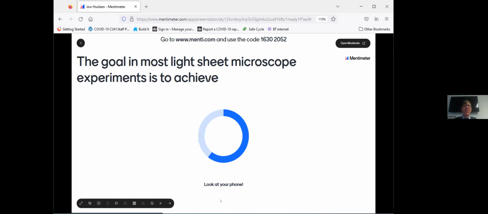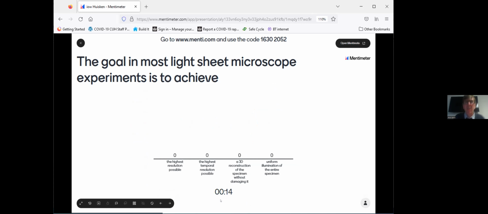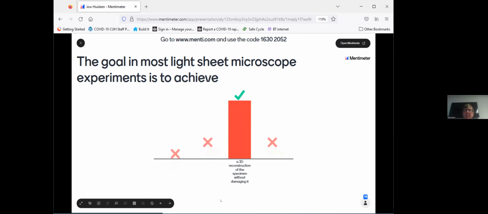The goal in most light sheet microscopy experiments is to achieve what? To achieve the highest possible resolution, highest temporal resolution, a 3D reconstruction of the specimen without damaging it, or uniform illumination of the entire specimen. What's the most important goal of those? And a 3D reconstruction of the specimen. Right, good. Most people got that, I think, without damaging it, in fact.